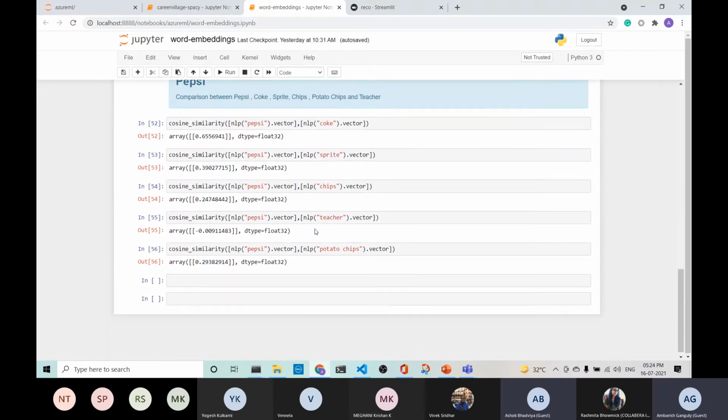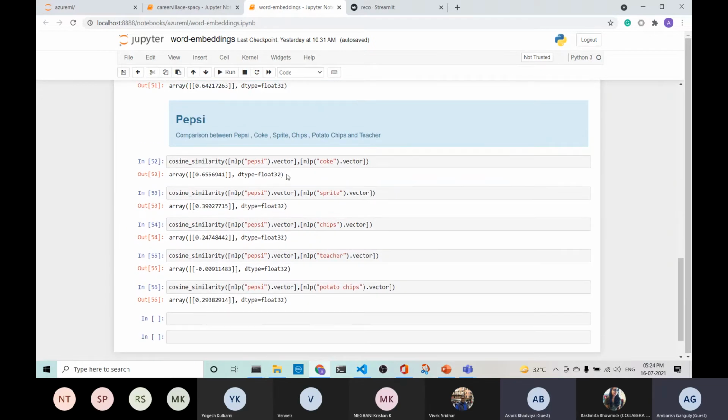Next I play around more. Let's try out something like junk food: Pepsi, Coke, Sprite, chips, potato chips, and teacher. Pepsi and Coke 0.655, Pepsi and Sprite 0.39. So Coke has more similarity. Pepsi and chips 0.24. Pepsi and teacher completely different, minus 0.0091. Pepsi and potato chips is 0.29. Chips and potato chips 0.29.